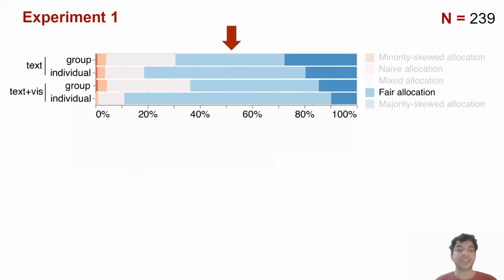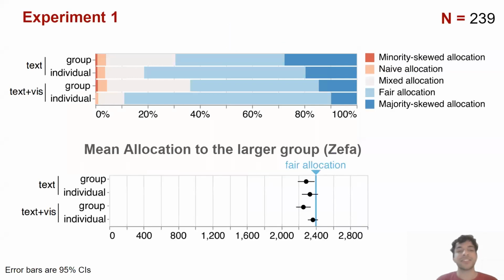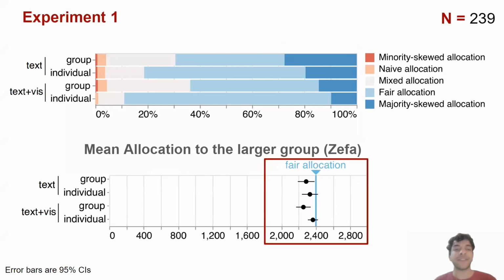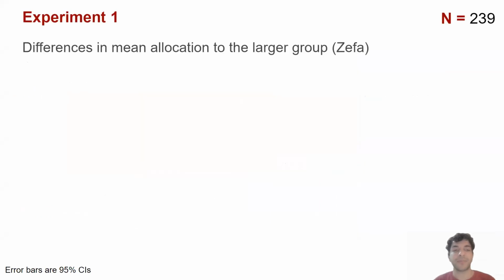However, those with the group framing allocated slightly less fairly. This chart shows the mean allocations to the Zephyr group, with 2,400 corresponding to a perfectly fair allocation. Overall, people are quite fair, but tend not to allocate enough to individuals in the larger group.